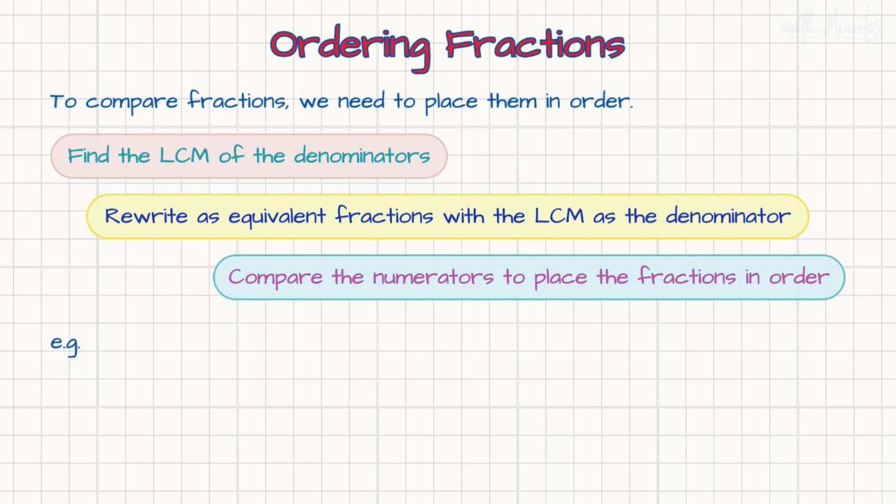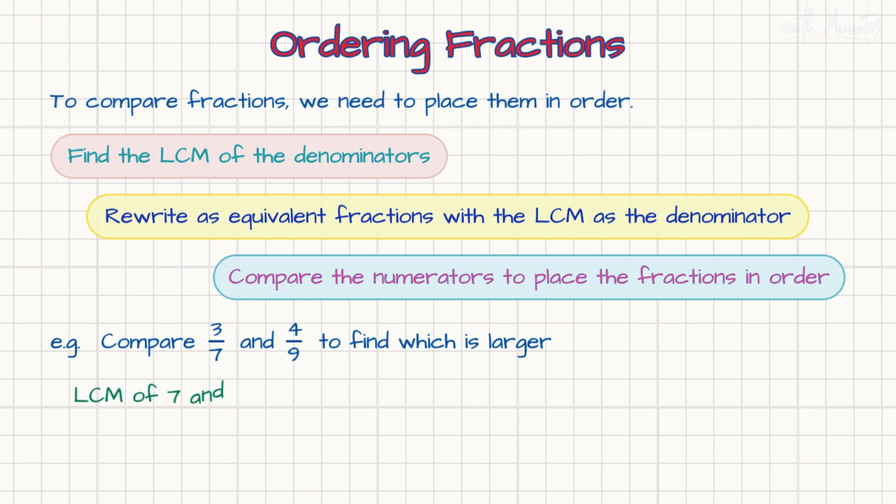Let's consider an example. We rewrite 3/7 and 4/9 so that they have a common denominator and then find which is larger. First, we find the lowest common multiple of the denominators, 7 and 9, which we see to be 63. Then, we write each of the fractions as equivalent fractions with 63 as the denominator.